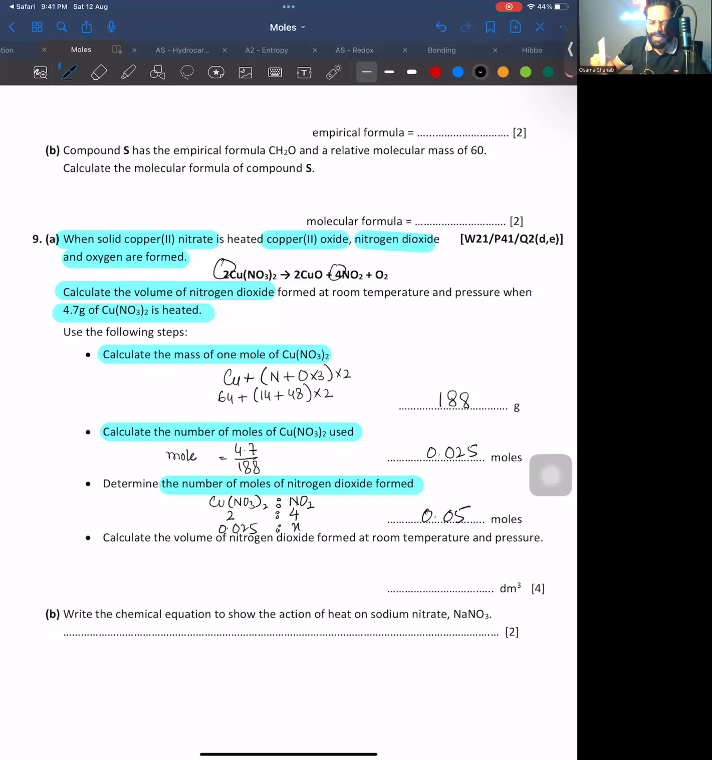Yes, sir. And it's now simple. When we have moles, we can move anywhere. If we have moles, we can move toward mass, we can move towards the volume of the gas, we can move anywhere. So right now we have moles, and we need to find the volume of the gas in decimeter cube, so we multiply it with 24. 0.05 into 24 will give you 1.2 decimeter cube volume of nitrogen dioxide. Right बच्चों?